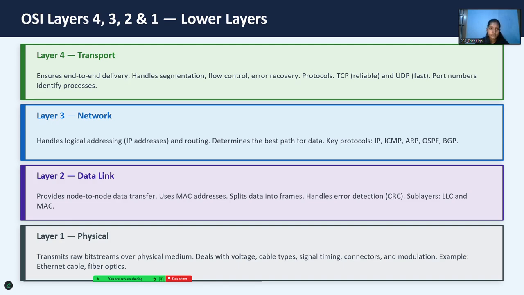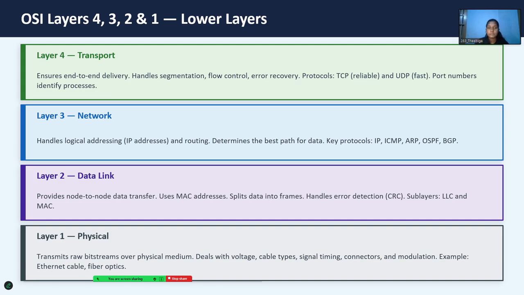Layer 3, the network layer, handles logical addressing and routing. This is where IP addresses come in. Protocols like IP, ICMP, ARP and routing protocols like OSPF and BGP determine the best path for your data to travel across the internet.